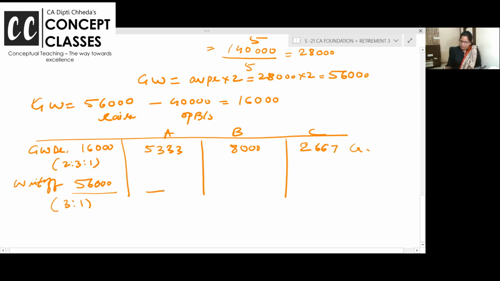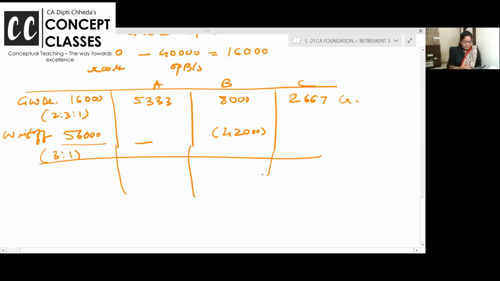56,000 into 3/4, 42,000. 56,000 by 4, 14,000. 34,000 debit. 5333 credit. 2667 minus 14,000, 11,333 debit. One lakh 14,000.